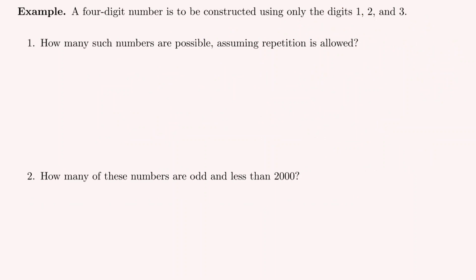We have a 4-digit number constructed using only the digits 1, 2, 3. Notice here they specifically told us you can only use these digits. So for this particular problem, 4 is not an option. Neither is 5, 6, 7, 8, 9, or 0. We can only use 1, 2, or 3. They ask us how many numbers are possible, key phrase, assuming repetition is allowed.